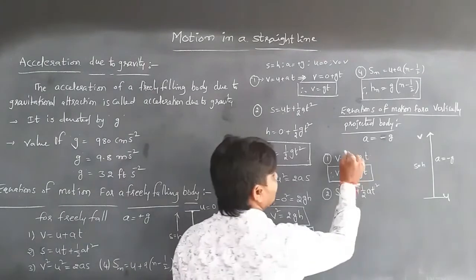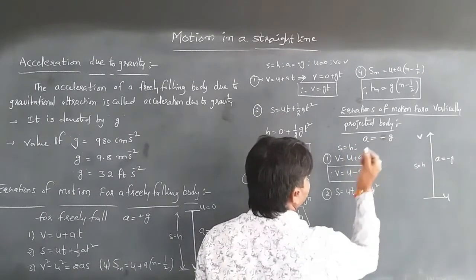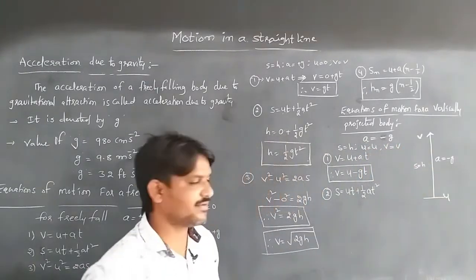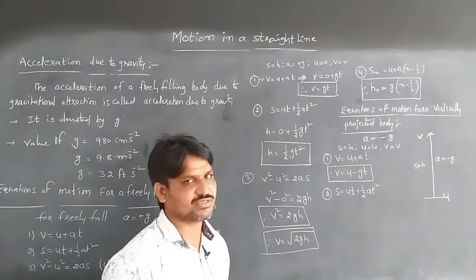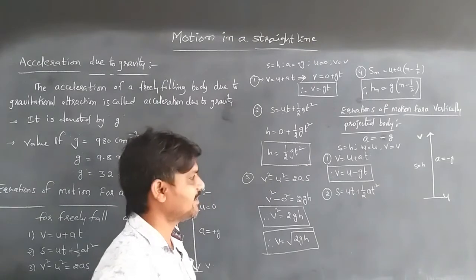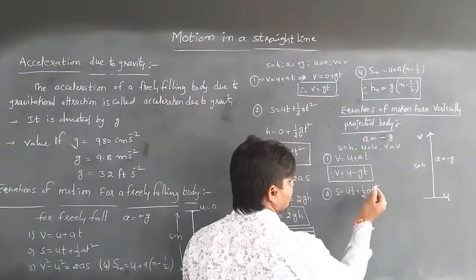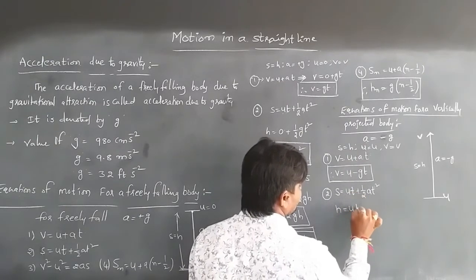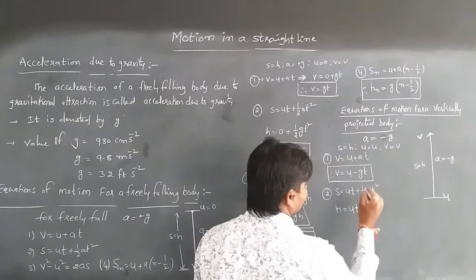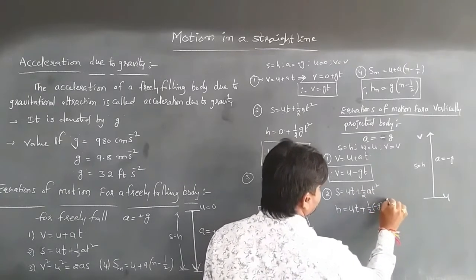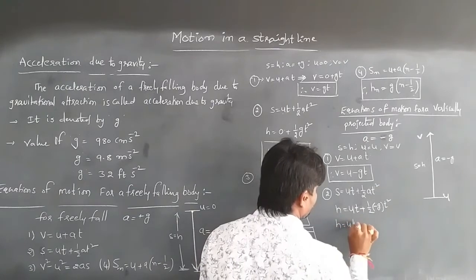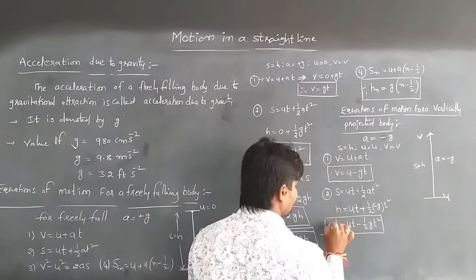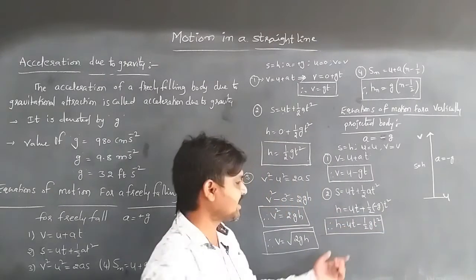By substituting, S is equal to H, A is equal to minus G, and U is U, V is V. Velocities don't change in notation because whenever the body is projected, it has an initial velocity as well as a final velocity. So S is equal to UT plus half AT square. Substituting S is equal to H and A is equal to minus G, H is equal to UT minus half GT square. This is the second equation of motion for a vertically projected body.